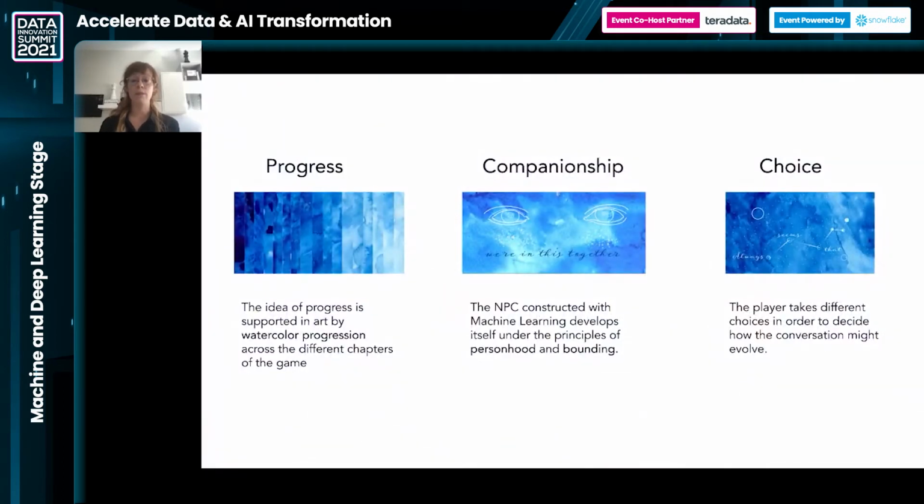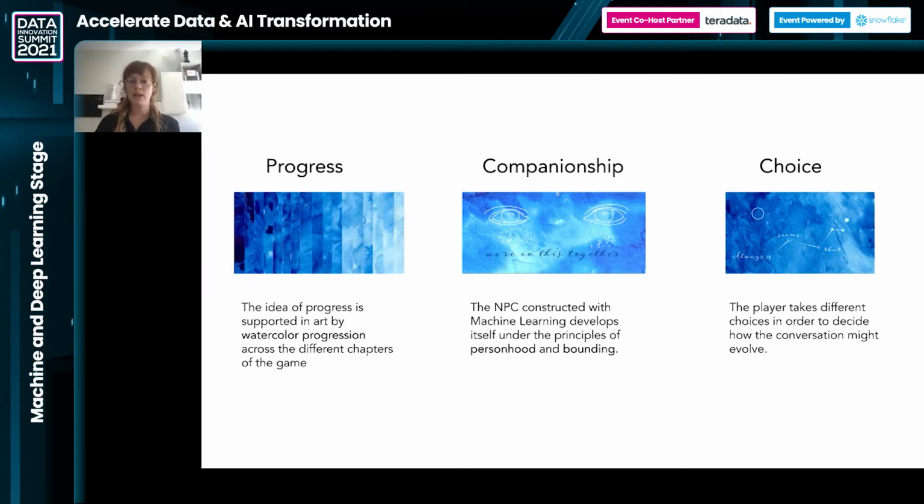It is based on three main principles that are supported by both the gameplay and the game itself. The first one is progress. This idea of progress is supported in art by watercolor progression across the different chapters of the game. The second principle is companionship, as the NPC, or the artificial intelligence agent, is constructed with machine learning and develops itself under the principles of personhood unbounded, being able to respond to the player using the same mechanics as the player does. The third principle is choice. The player takes different choices in order to decide how the conversation might evolve. So in the end, to sum up in one sentence, we could say that Mempathy is a conversation.